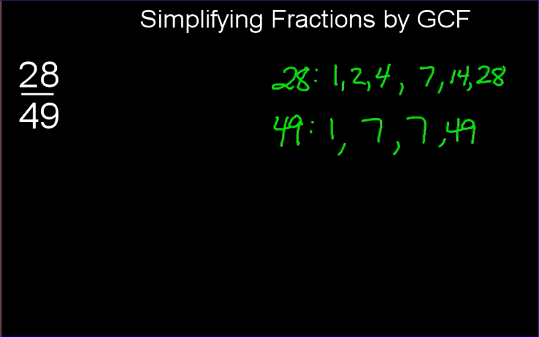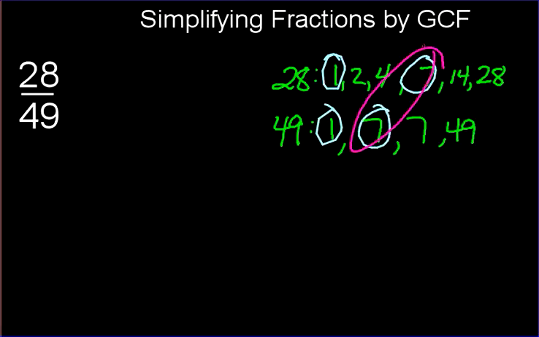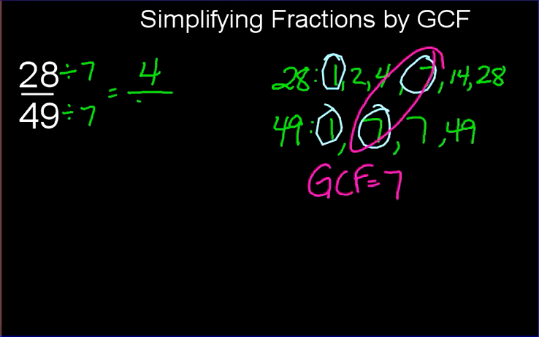So what are the common factors that we have? That would just be 1 and 7. Okay, so what is the largest factor that these two numbers have in common? 7. Excellent. So the greatest common factor of 28 and 49 is 7. And what we can do with that is we now know that we can divide both of these numbers by 7 to help us simplify. That gives me 4 over 7. Excellent. And the nice thing about simplifying using greatest common factor is you know that it cannot be simplified any more than this.